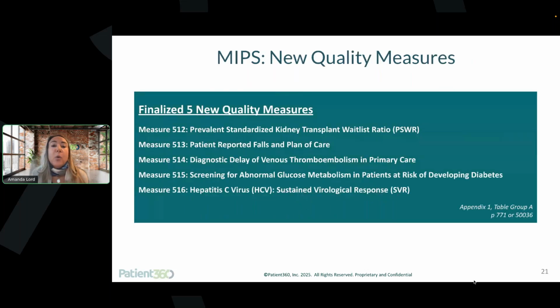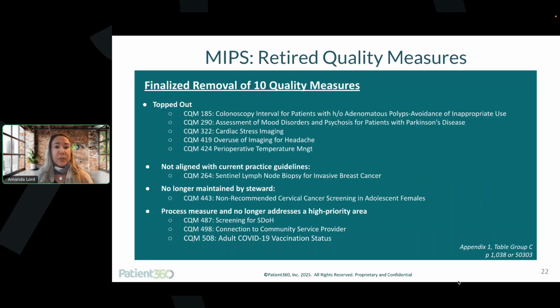Okay, quick look. This is just a placeholder on the new MIPS quality measures. There's 5 finalized for quality measures for 2026, and you can see that they're all leaning heavily towards outcomes-based reporting. This has been coming for a long time. We know the shift from process-based to outcomes, and it's going to continue to be that way as we move through a rulemaking process over the next few years. Next slide is retired quality measures.